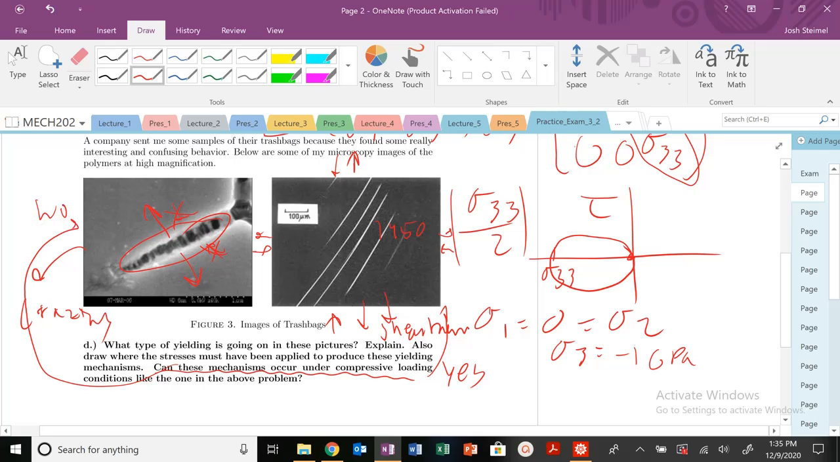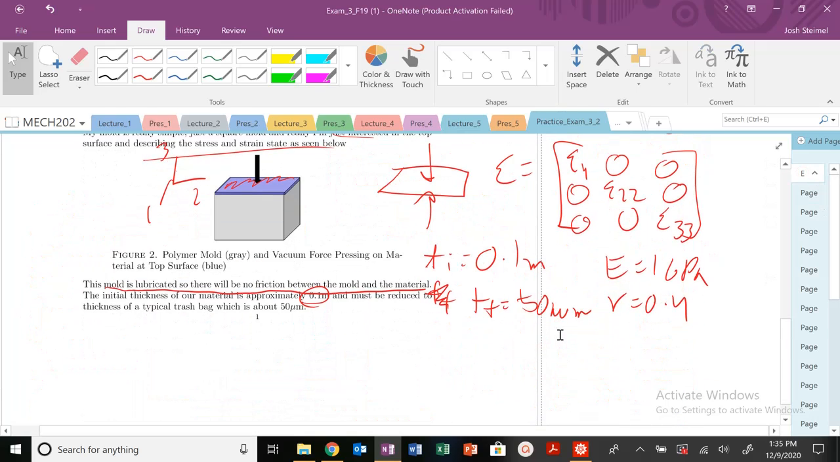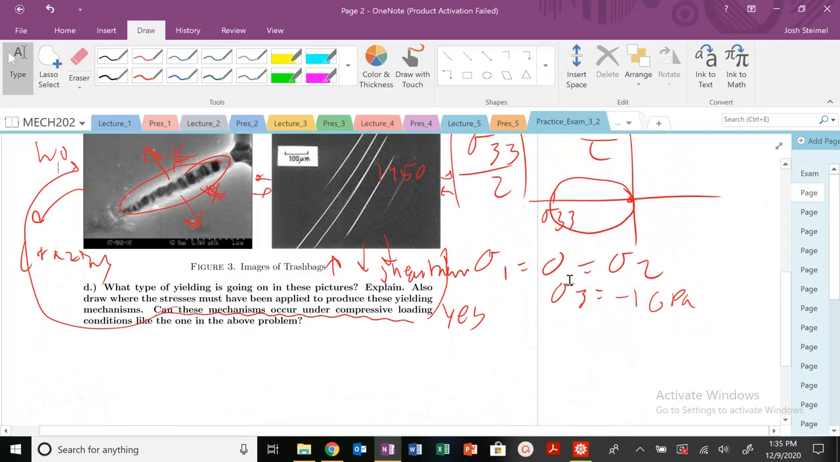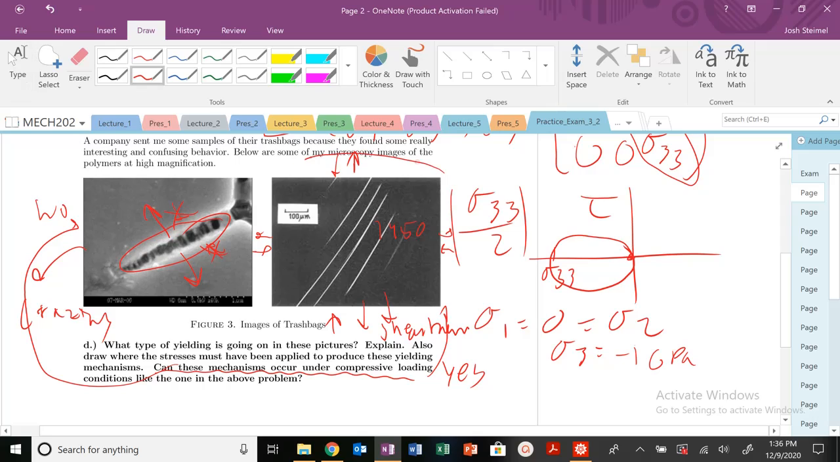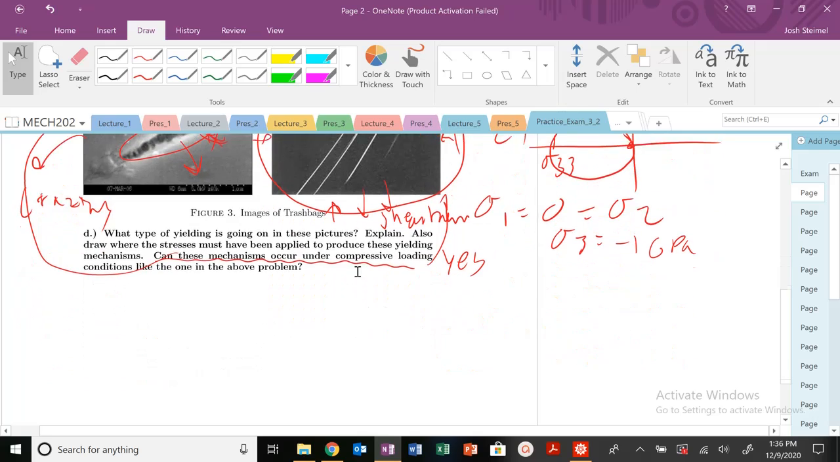So basically, if you see this image, we can't have formed it with our other method because we're in compression. There's only uniaxial compression going on in this process. So those trash bags can't be formed by vacuum forming. Instead, this must be the kind of yielding that we observe, because here compression is allowed in order to form these features.